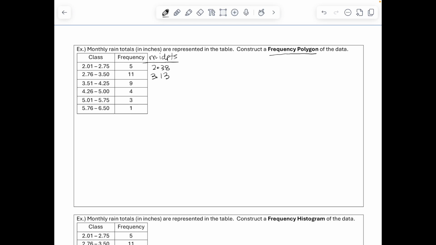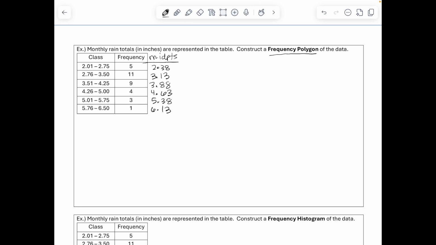3.13. The third class is 3.51 plus 4.25, get a result, divide by 2. We get 3.88. And then following that same pattern of adding the lower class limit and the upper class limit for the last 3 classes and dividing it by 2 is going to give us 4.63, 5.38, and 6.13.